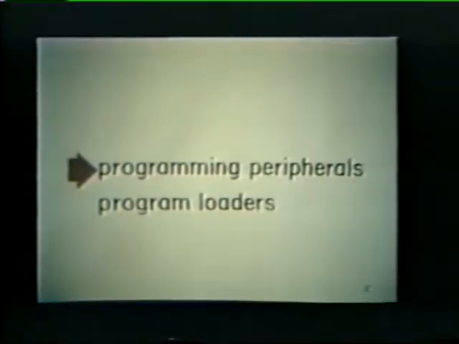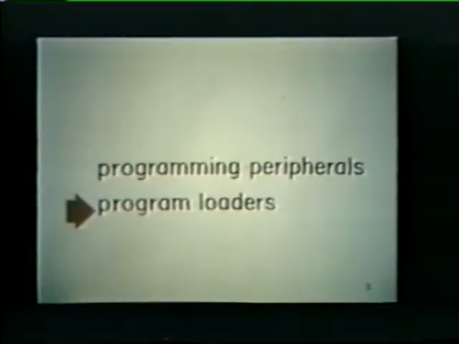First, we will talk about the programming of peripherals. We'll see how the processor uses instructions to send and receive data and control information over the Unibus. The second topic is program loaders, what they're used for and how they work. We'll take apart the Bootstrap loader, which we've seen before, and find out how it performs its very important function.